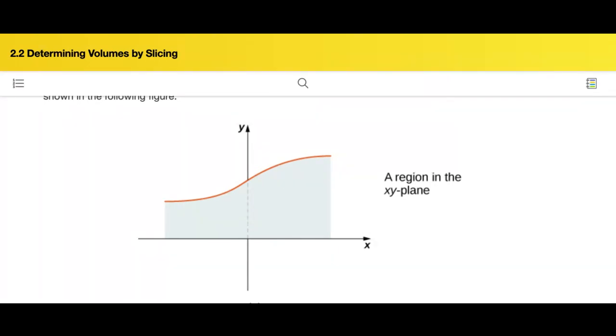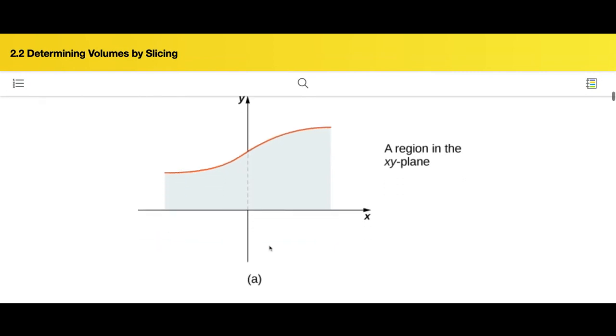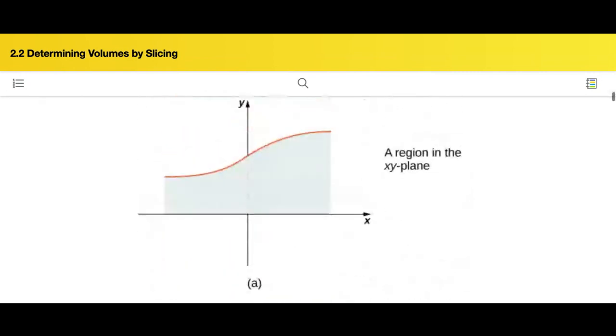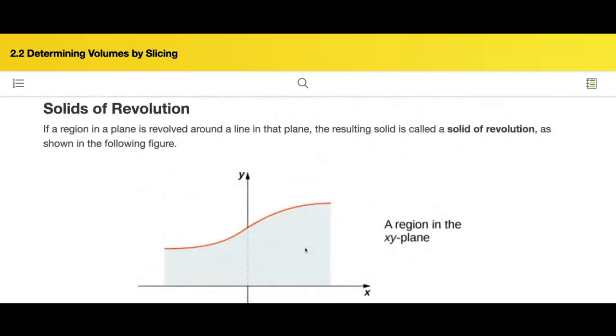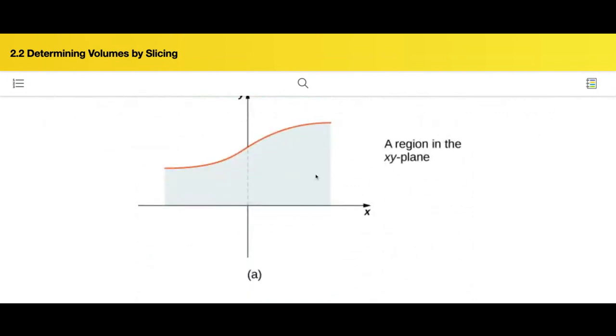The section is put on the XY plane, and we think about the object as the section revolved over the x-axis, or sometimes over the y-axis, right? When we revolve, that means we turn around 360 degrees, and we get a 3D object. So let's see this one. If we revolve this section of the object, okay.